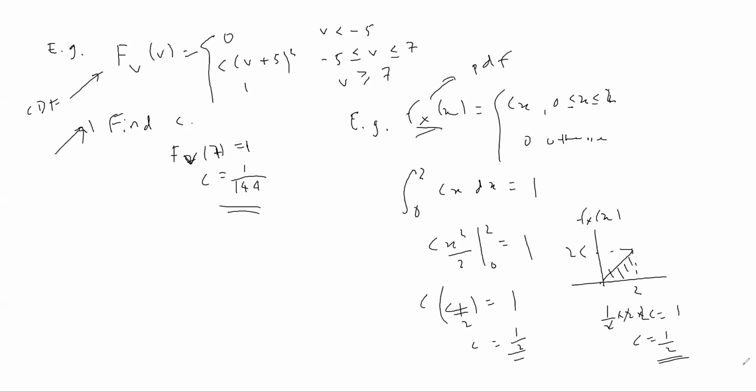Now, let me move on. This is a little bit harder example. fX(x) is equal to 3 over 4 times 1 minus x squared, where the magnitude of x is less than 1, which means x is between 1 and -1.